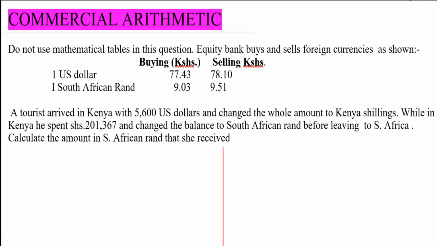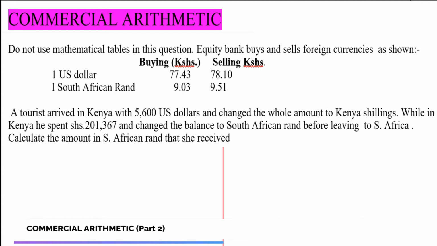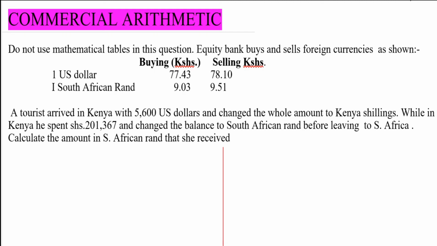So that is commercial arithmetic, question number 4. Do not use mathematical tables in this question. Equity Bank buys and sells foreign currencies as shown. One US dollar buys at 77 and 43 cents, sells at 78 and 10 cents. One South African rand buys at 9 and 3 cents, sells at 9 and 51 cents.